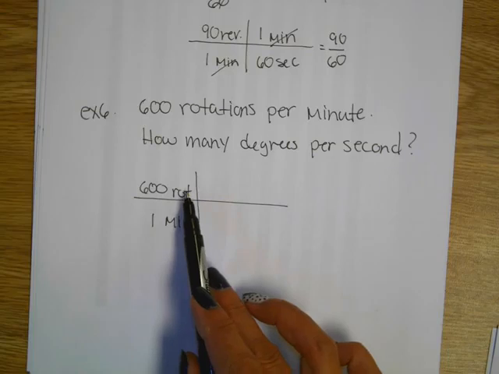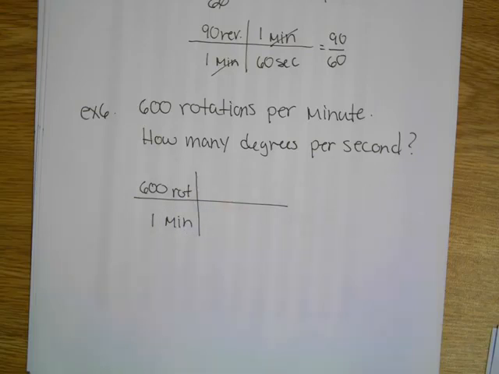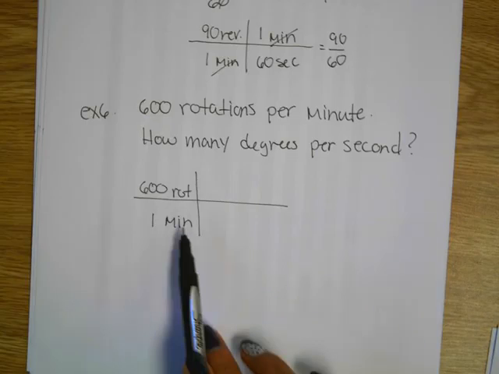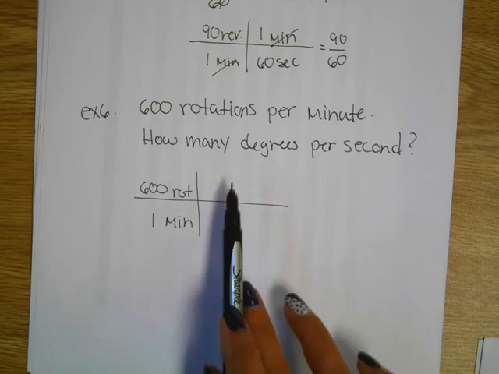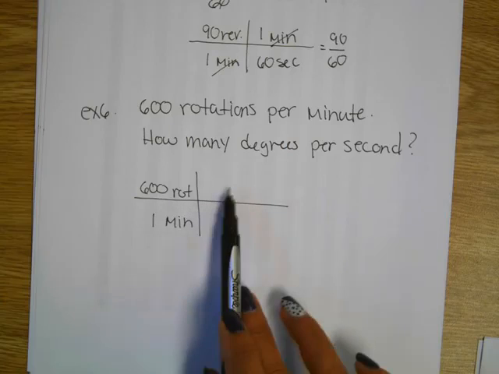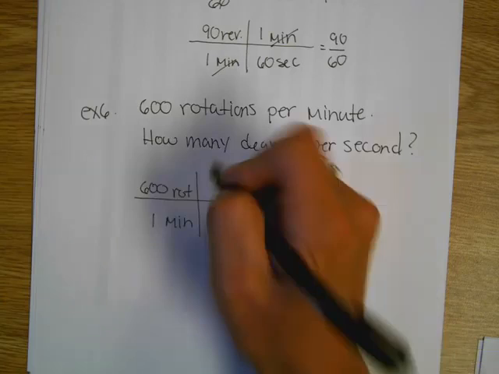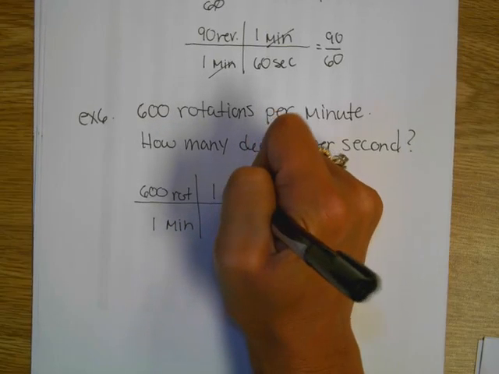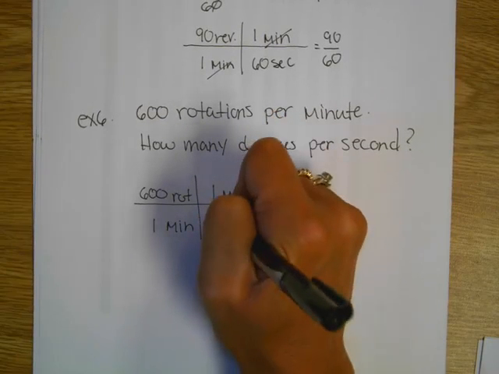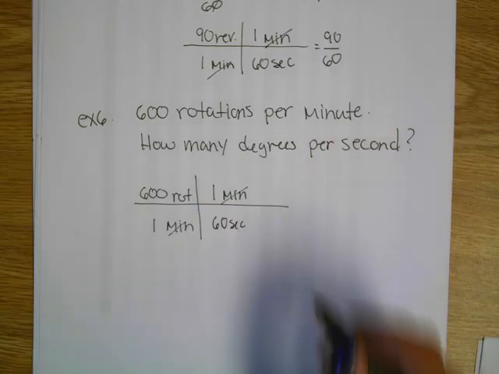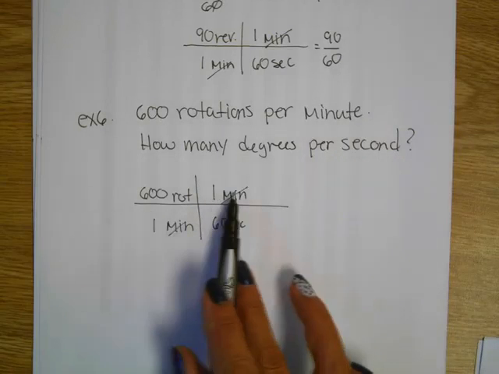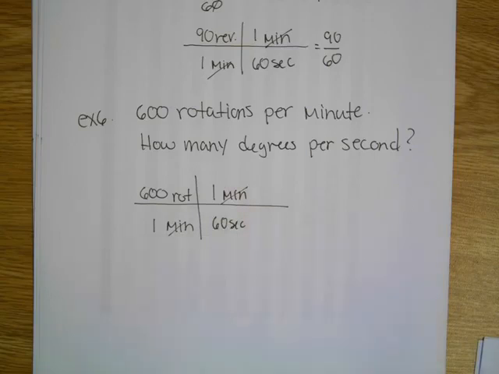I don't want to have rotations and I don't want to have minutes. It doesn't matter which one you start with. Let's say we want to get rid of the minutes first. I want to get rid of minutes and I want to end with seconds. So we put our conversion for minutes and seconds here with the minutes on top so it cancels, and seconds on the bottom. So 1 minute is 60 seconds. Okay, so minutes cancel. So right now I would be at rotations per second.